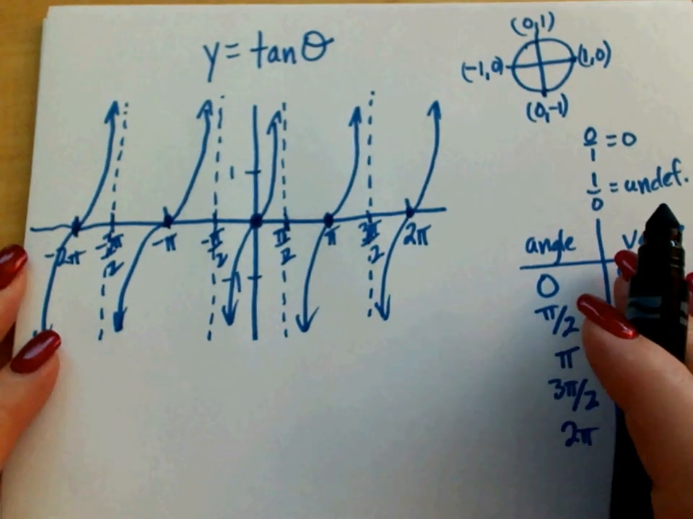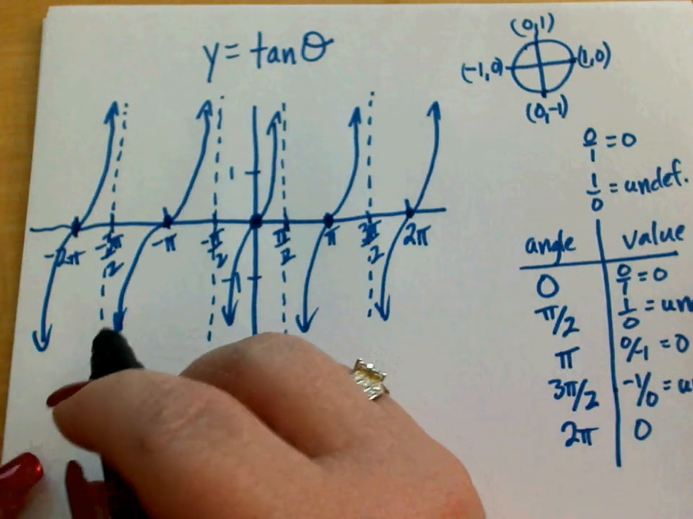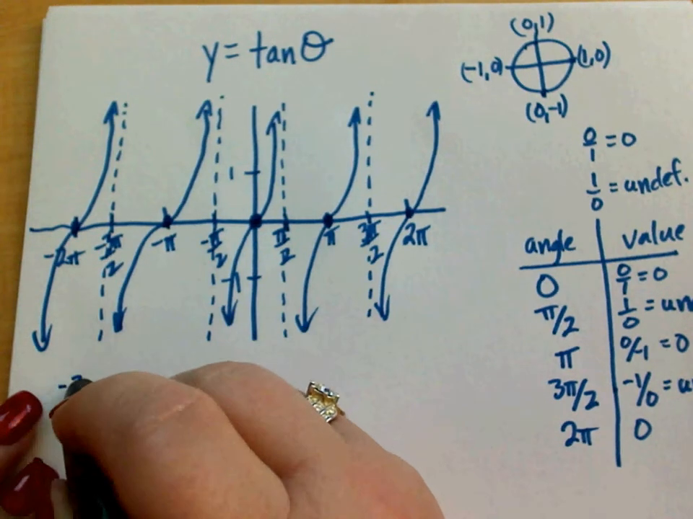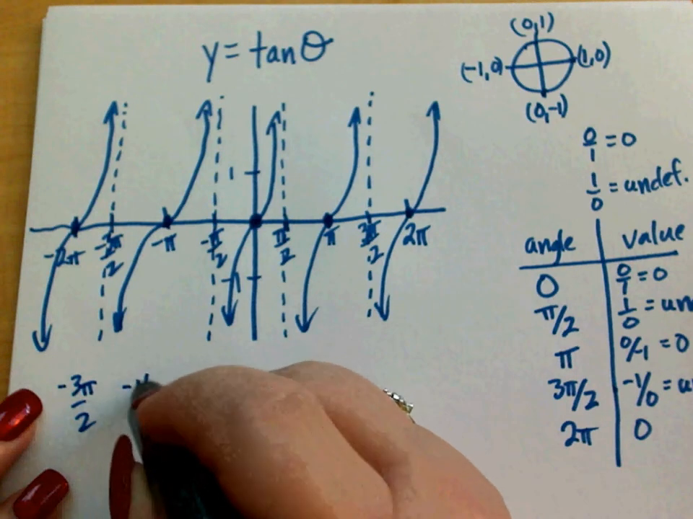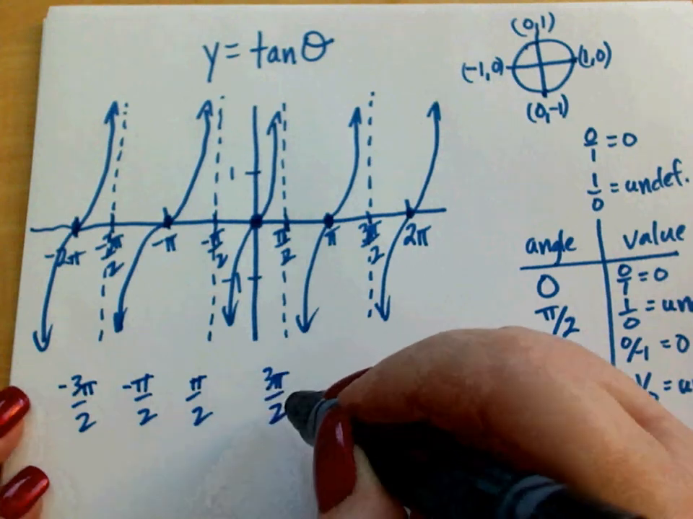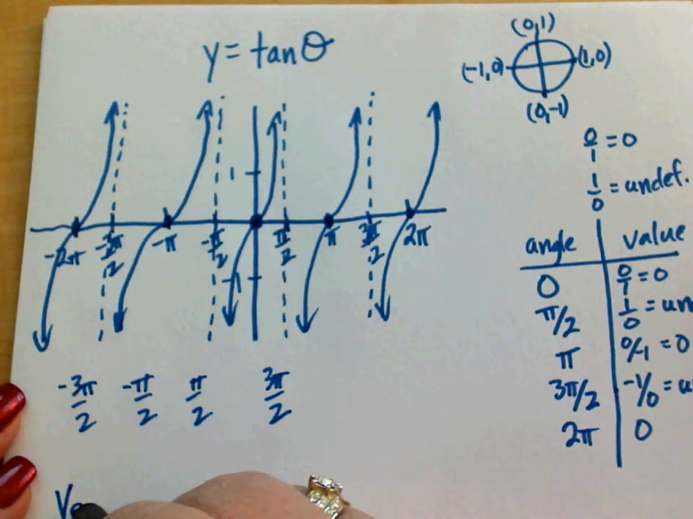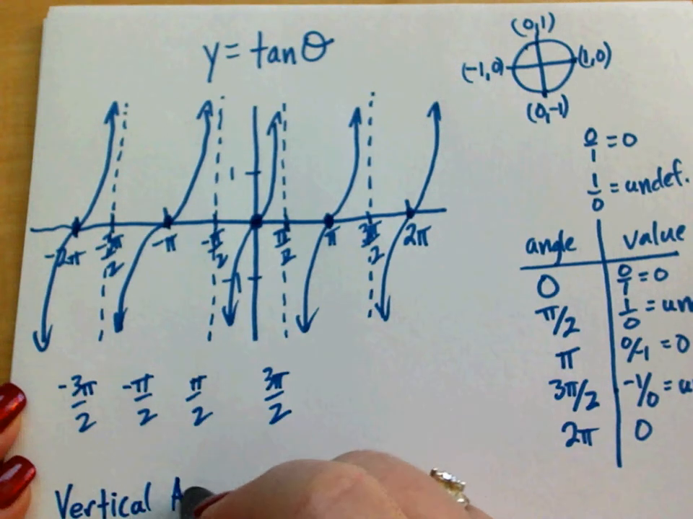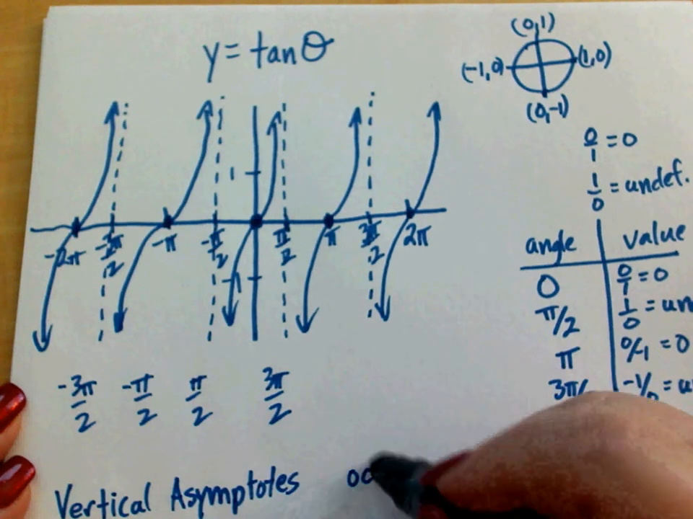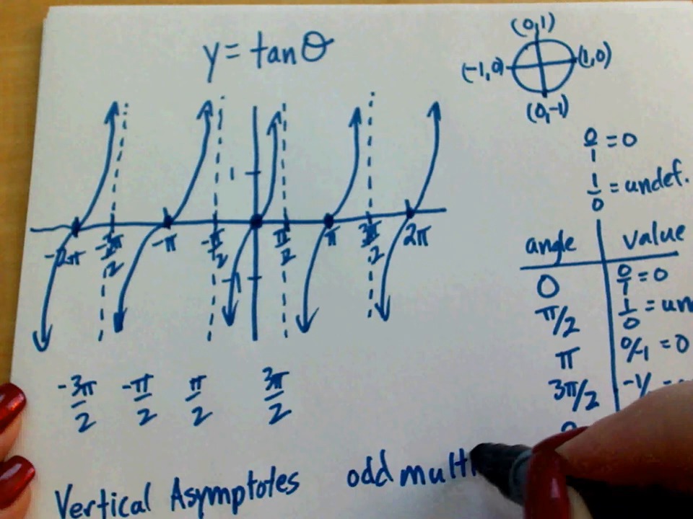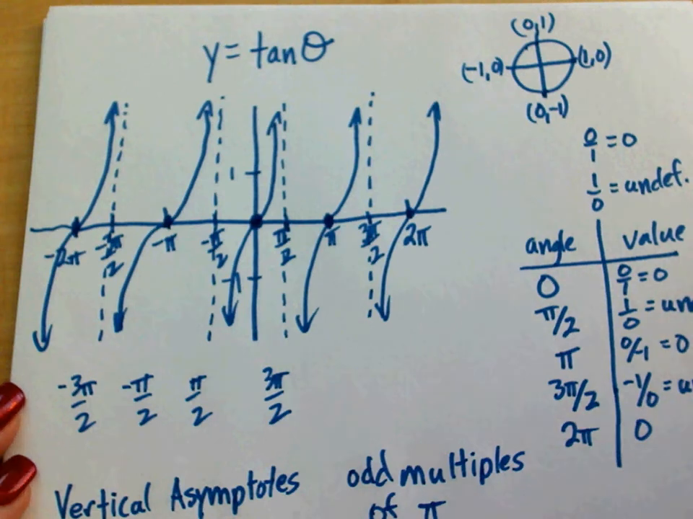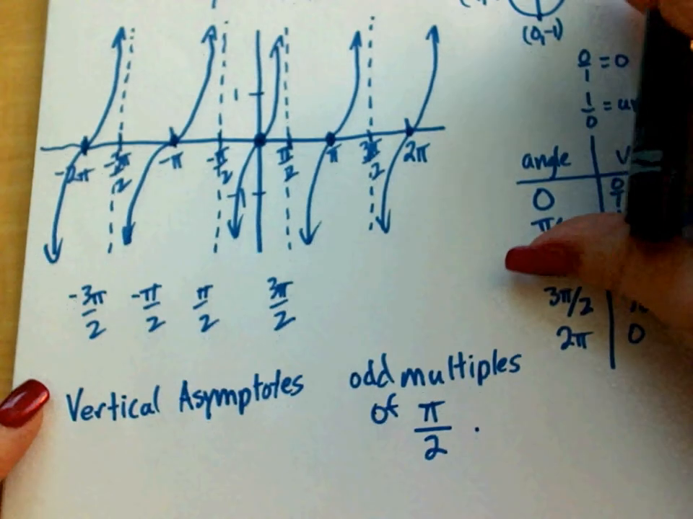If you were to be asked where are the vertical asymptotes, you could say, well, if you made the list, the vertical asymptotes are at negative 3 pi over 2, there's one at negative pi over 2, there's one at positive pi over 2, there's one at 3 pi over 2. So we would say that vertical asymptotes occur at odd multiples of pi over 2.